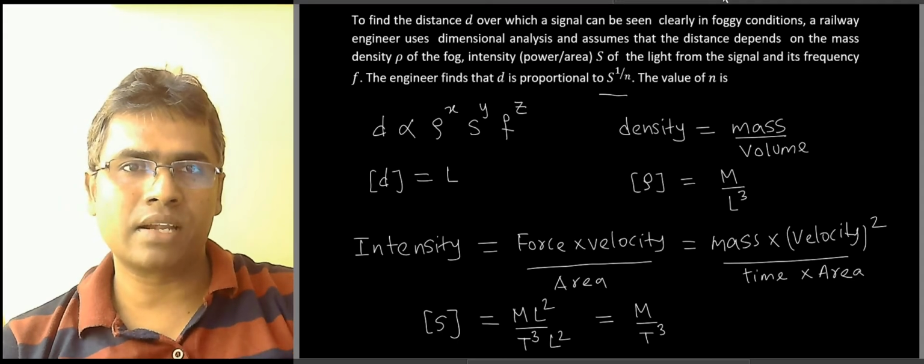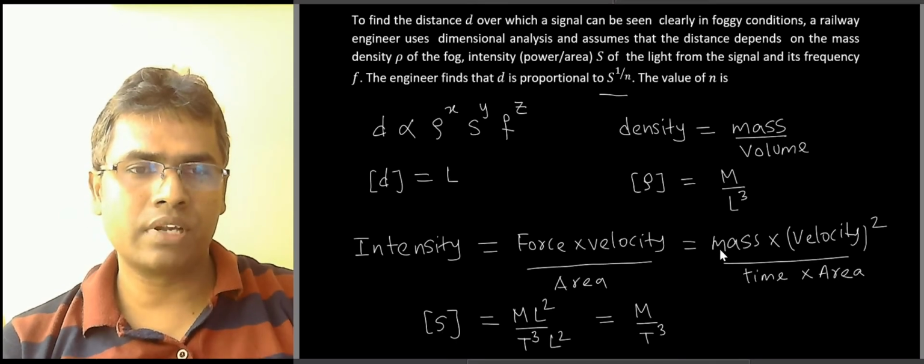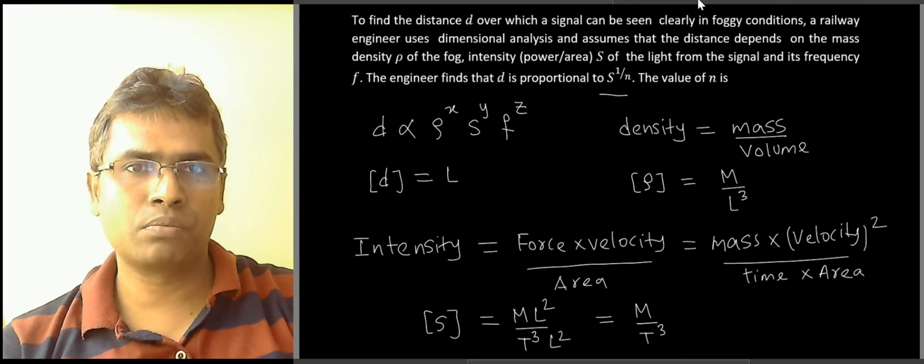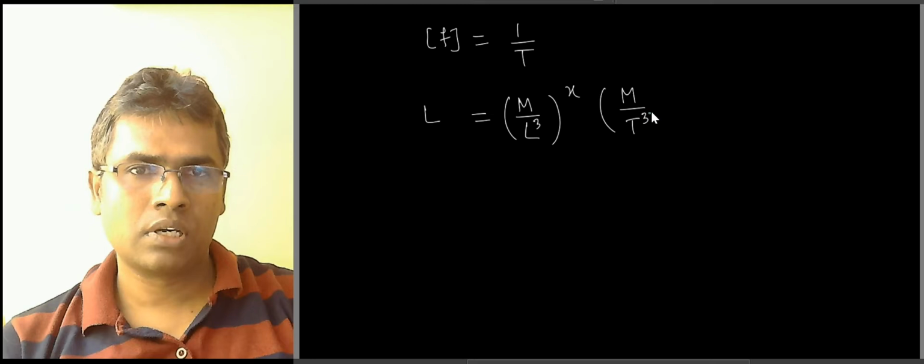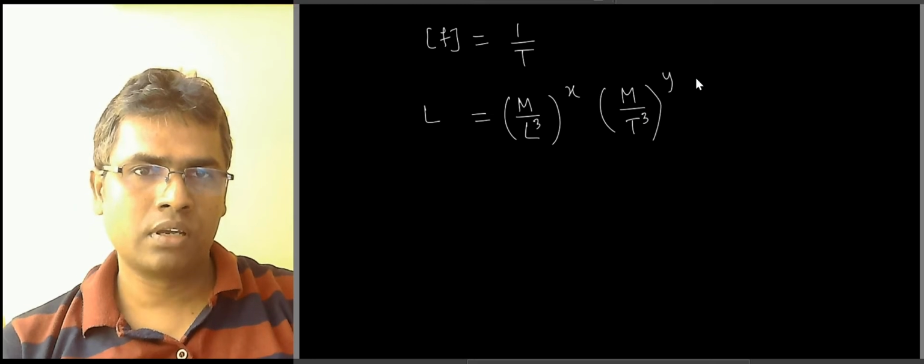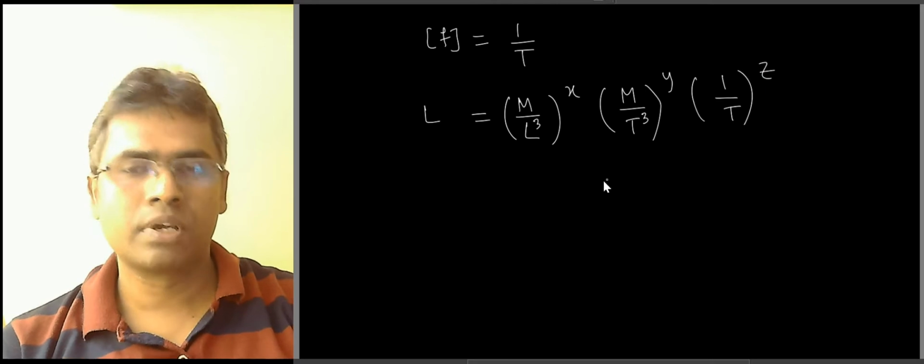Now, by equating the dimensions on the left hand side and the right hand side, on the left hand side we have length. On the right hand side I have density dimensions, mass per length cube, and this must be raised to x. And then the dimensions of intensity is mass per time cube, and this must be raised to y, and then frequency, 1 over time, raised to z.